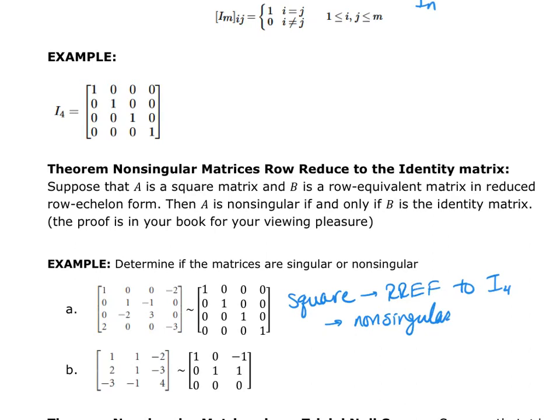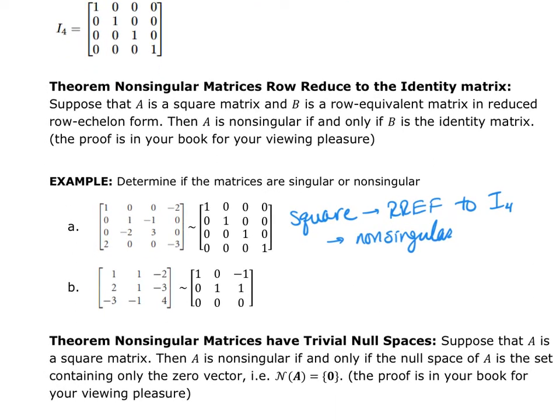Let's look at our next example here. Our next example: is it square? Yep. Did it row reduce to I sub 3? And the answer is no. It did not row reduce to the identity matrix, a 3 by 3 identity matrix. So this means it is singular.